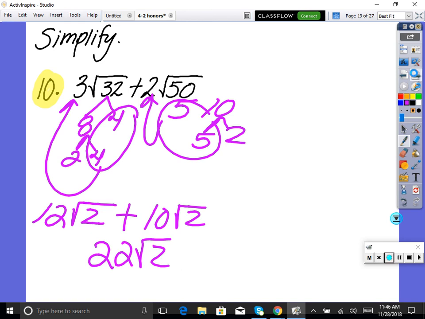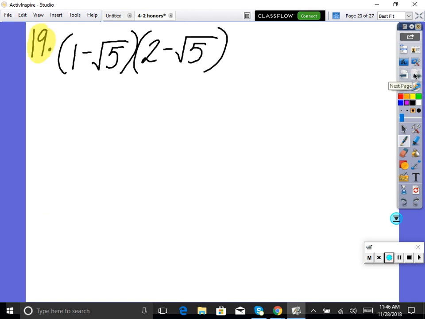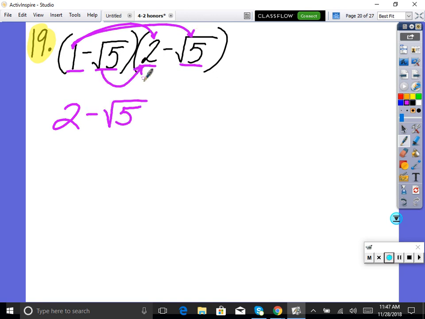Now let's look at multiplying out number 19. So let's start distributing. You haven't seen any like this before. So watch closely, people. 2 terms, 2 terms. We need to distribute this out. 1 times 2 is 2. 1 times negative root 5 is negative root 5. Negative root 5 times 2 is negative 2 root 5s.